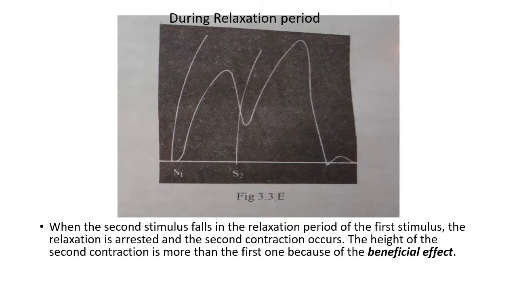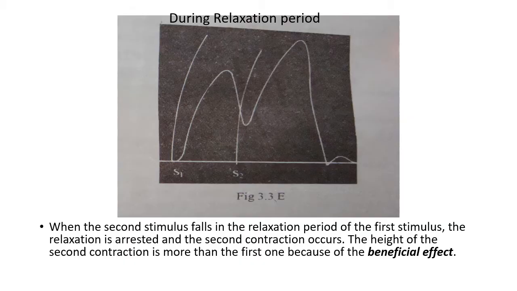Now the next graph, which shows effect of two successive stimuli on muscle contraction when the second stimulus is given during relaxation period of the first stimulus. So here we give second stimulus during relaxation period of the first stimulus. What happens then? Read it. When the second stimulus falls in the relaxation period of the first stimulus, the relaxation is arrested and the second contraction occurs. The height of the second contraction is more than the first one because of the beneficial effect.